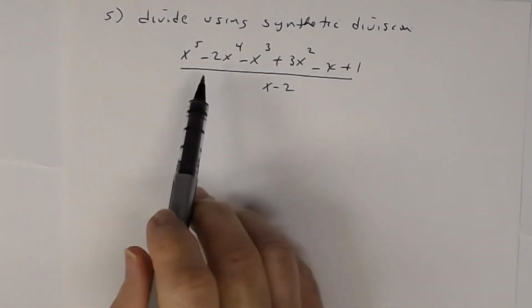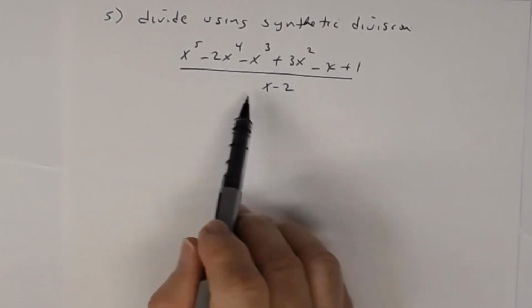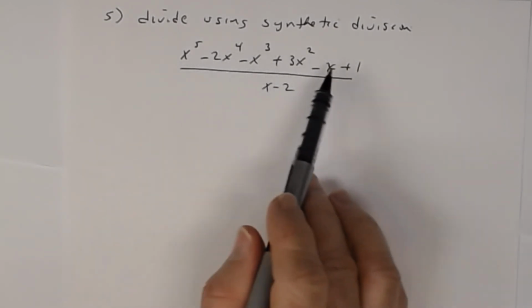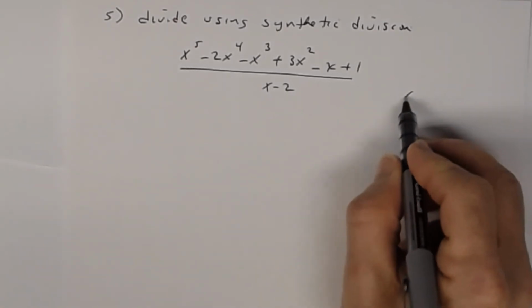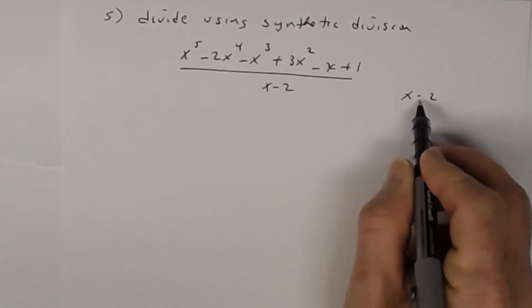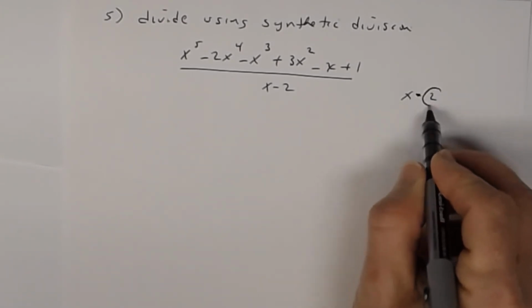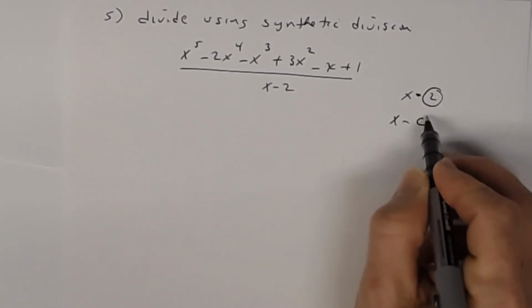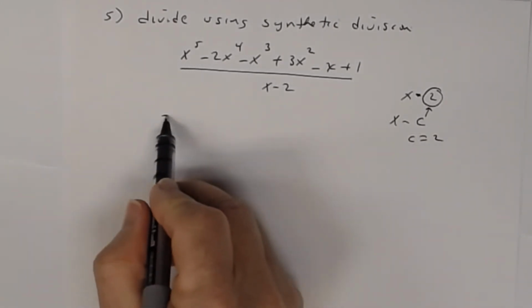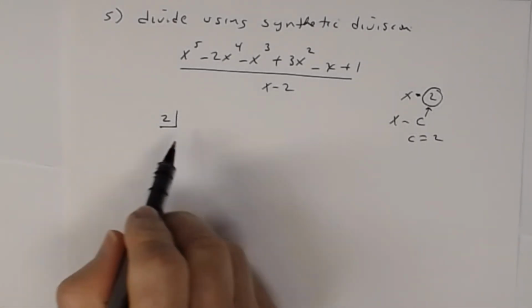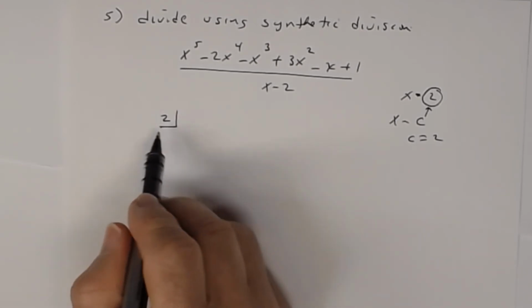So we have this polynomial divided by this polynomial. So remember, that's your divisor. This is your dividend. So my divisor is x minus 2. So it's already in that form x minus c, right? So this is your c right here. So x minus c. So c is 2. Okay? So then we're going to put 2 in that little backwards L shape.